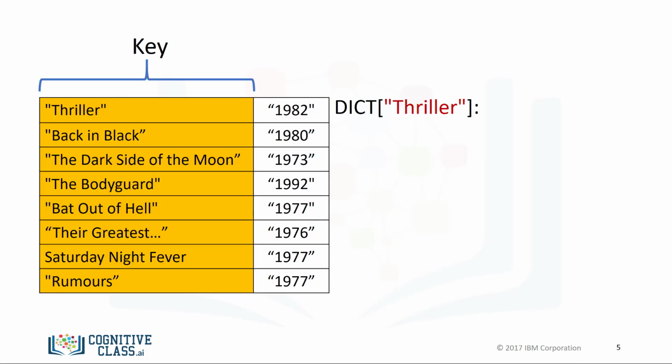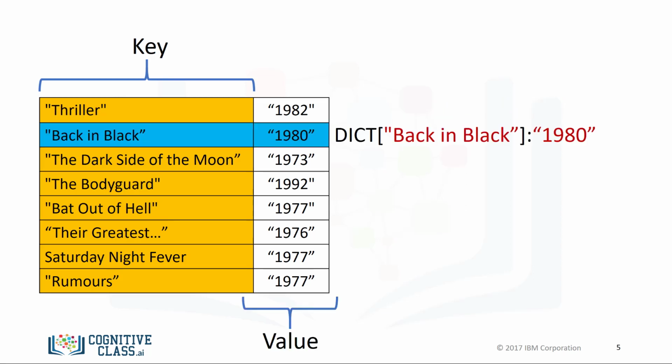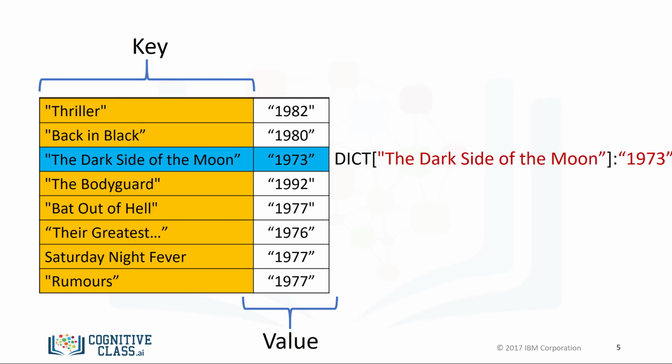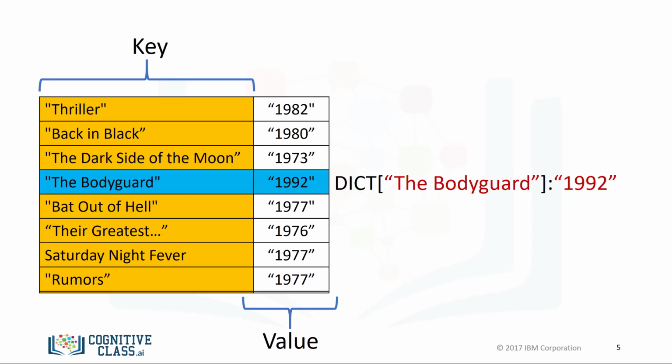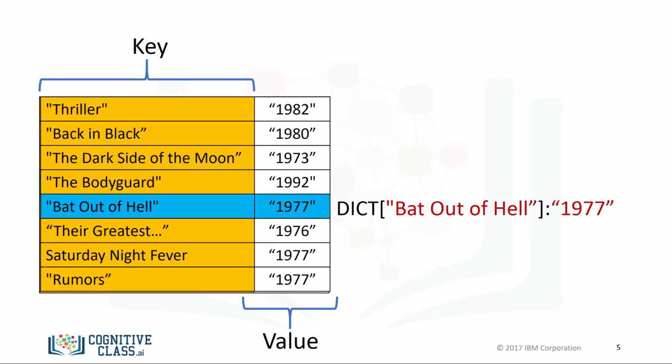The key is used to look up the value. We use square brackets. The argument is the key. This outputs the value. Using the key of Back in Black, this returns the value of 1980. The key The Dark Side of the Moon gives us the value of 1973. Using the key The Bodyguard gives us the value 1992, and so on.